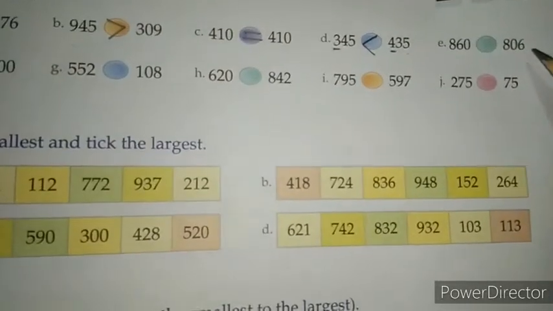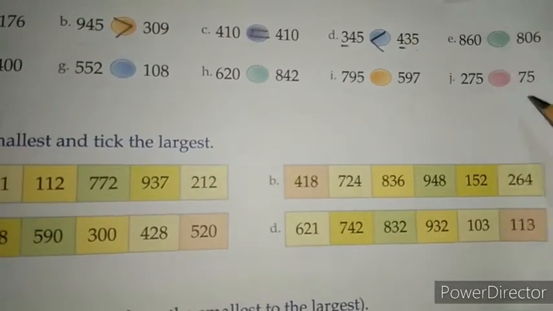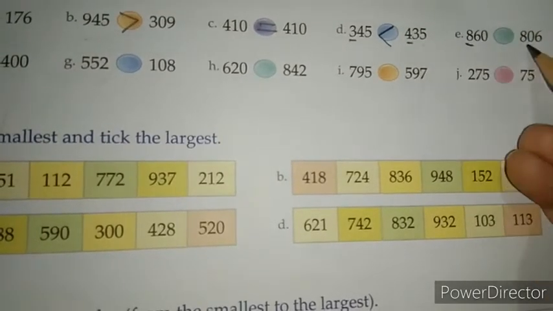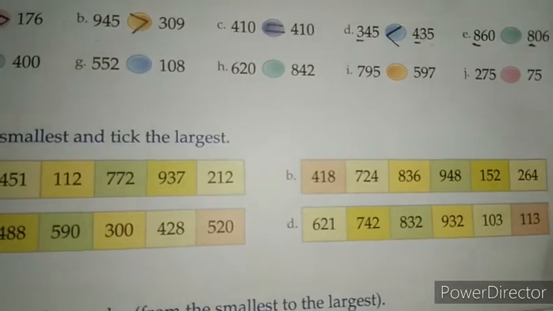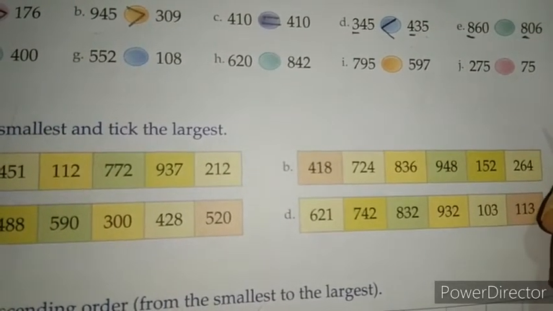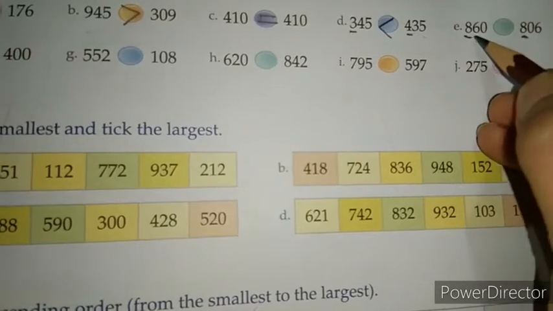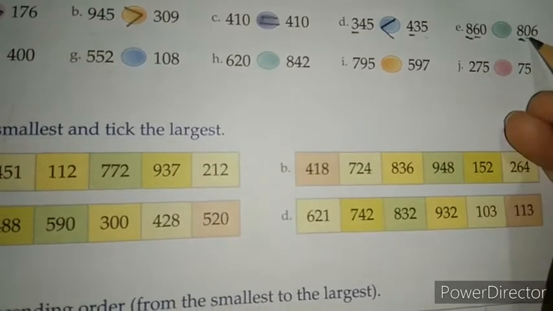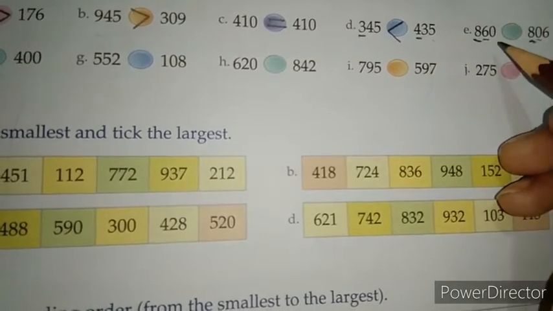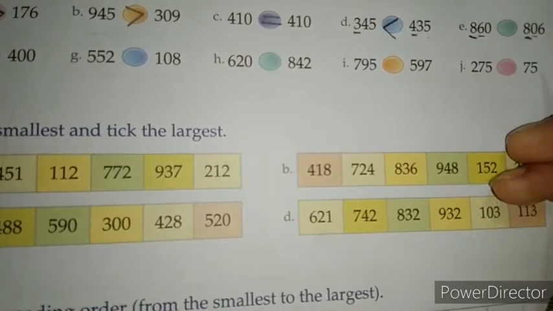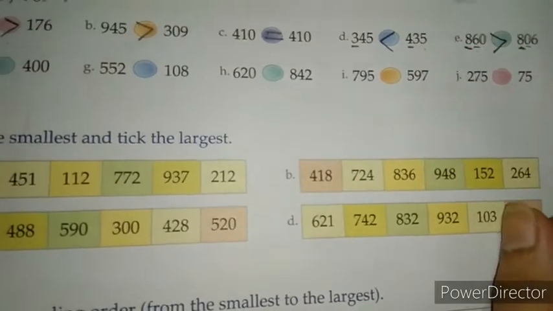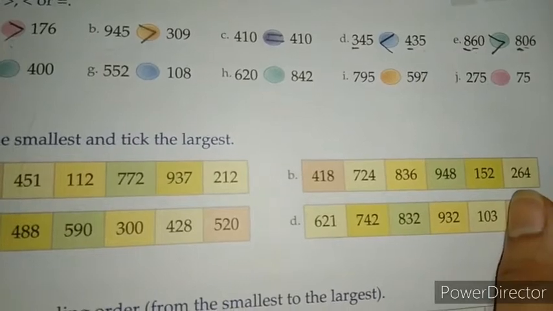Again, next number, 860 and 806. Firstly we will compare the digit of the hundreds place: 8 and 8, both are equal. Then we will compare the digit of the tens place: here 6 and here 0, so 6 is greater than 0. Then 860 is greater than 806. Then write this sign. Understood all of you? How will you compare numbers?